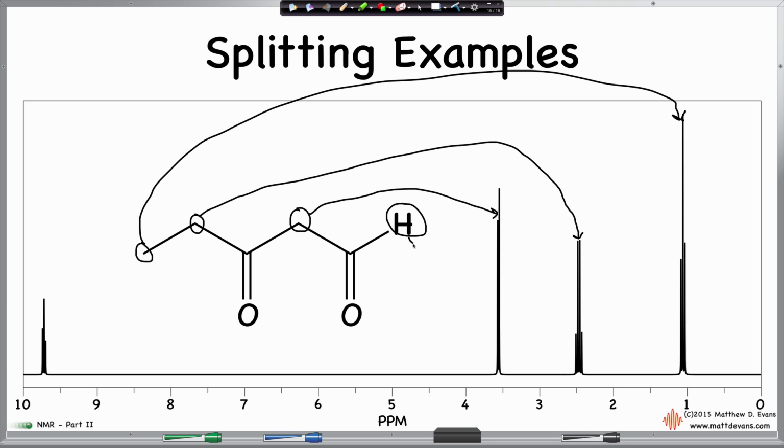And the final type of hydrogen is the aldehyde hydrogen. That's going to be this one. The signal's way down here. Remember, aldehyde hydrogens are between 9 and 10. This one's predicted to be with 2 neighbors, N+1. It's predicted to be a triplet. That's exactly what it is down here.